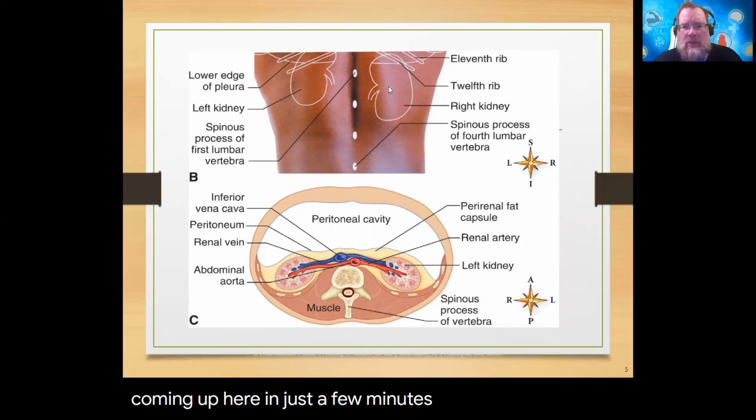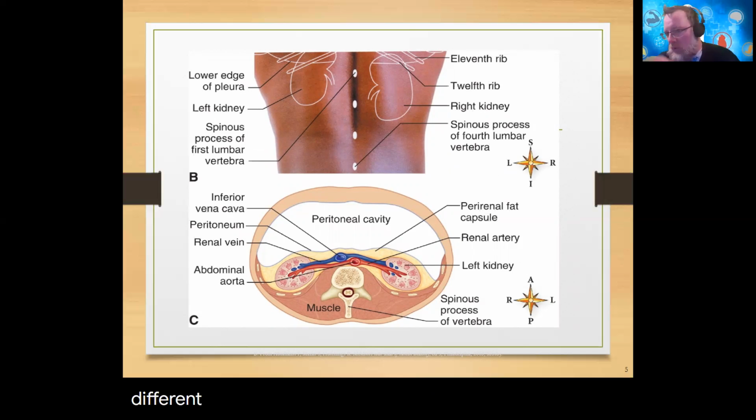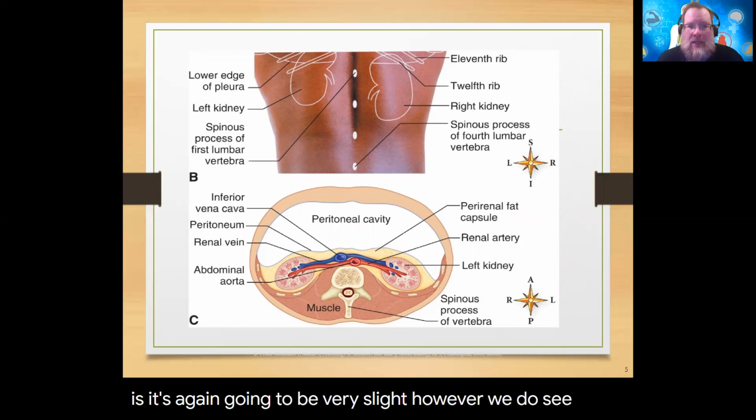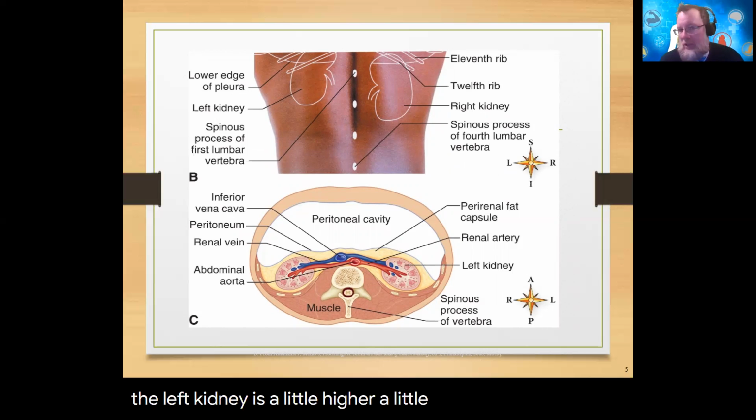Location wise, both kidneys are generally the same size. They're not much different as far as that goes. The size difference is negligible. There really shouldn't be much of any difference, and if there is, it's going to be very slight. However, we do see that the left kidney is a little higher, a little more superior than the right kidney. You can kind of see that there.